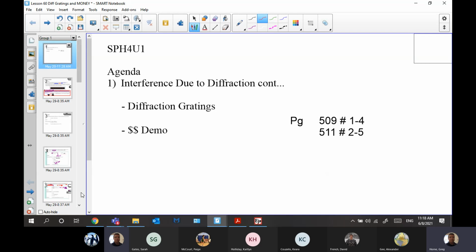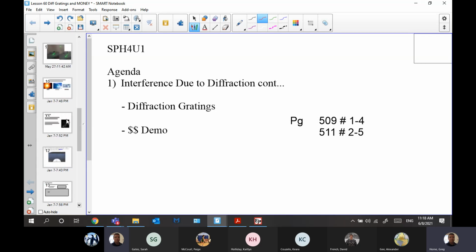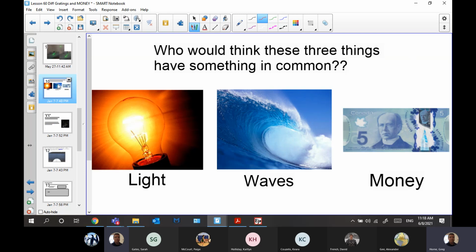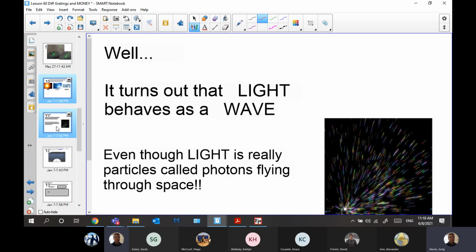And there is a neat little connection to money. These slides are pulled from a different presentation that I've done, a different lesson for a different class. So you'll see some redundancy here when we get to it, but basically it's designed for the layman, not necessarily a grade 12 physics student, right? So what do these three things have in common? Light, waves, and money. Of course we've been focusing on the connection between light and waves, but the money is kind of a new one for us.